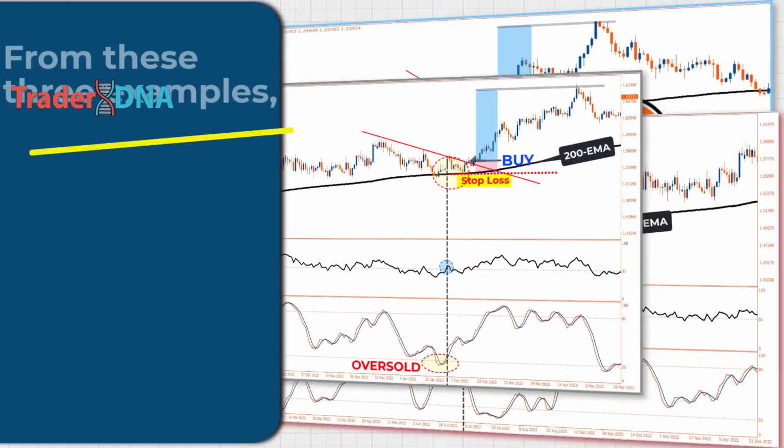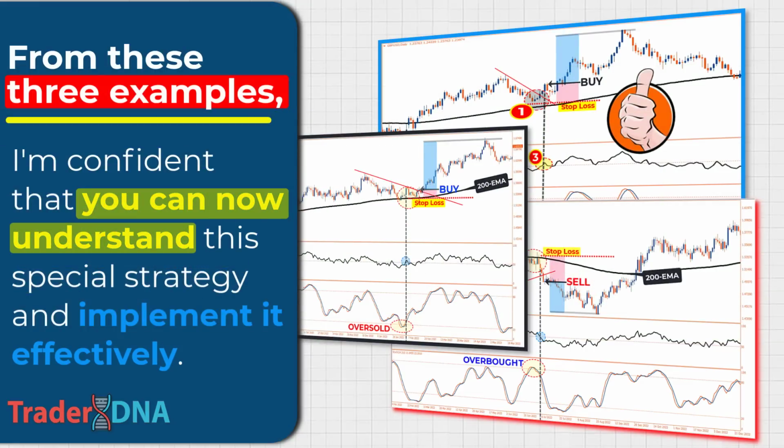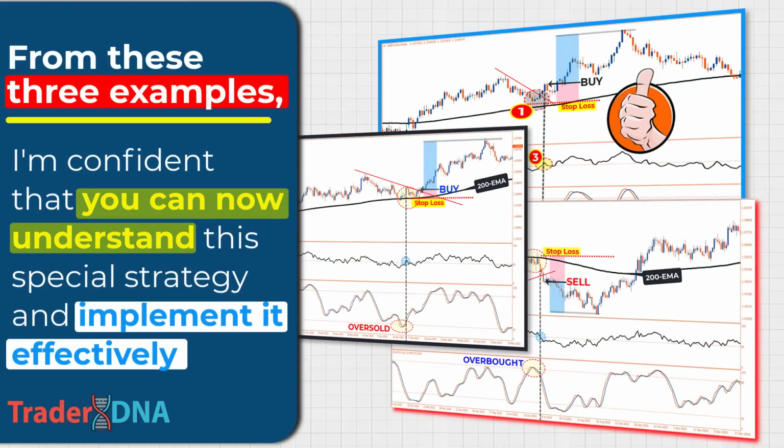From these three examples, I'm confident that you can now understand this special strategy and implement it effectively. Since the indicators used are primary indicators, you can certainly apply this trading strategy on any trading platform you use.